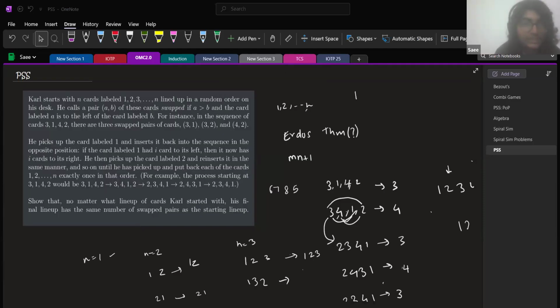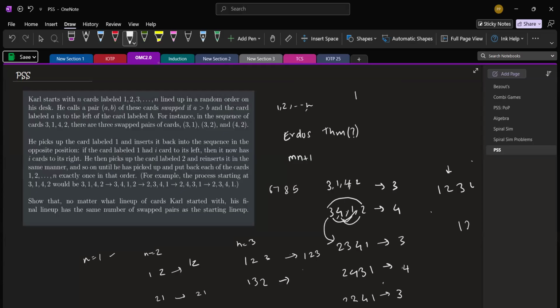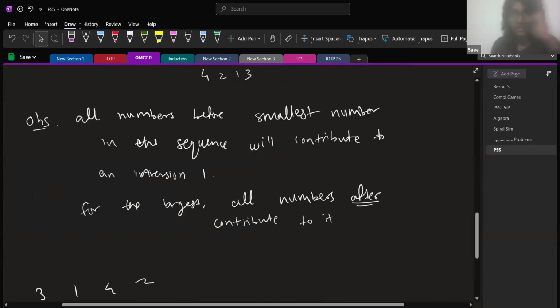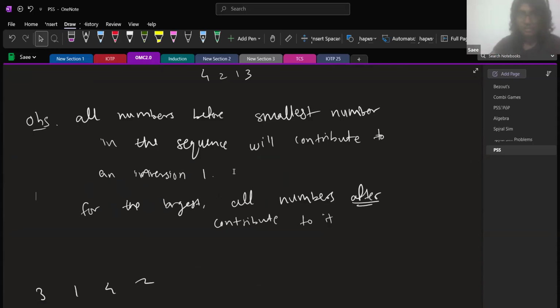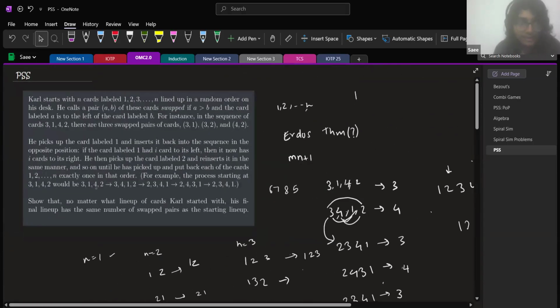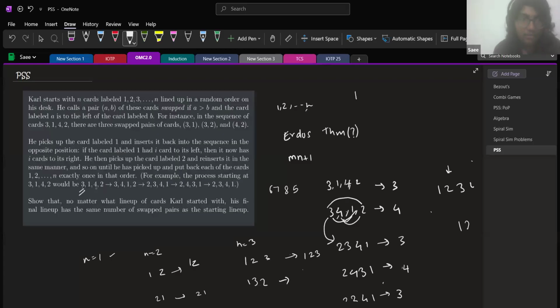Do you sort of see that, or do you want me to elaborate? I don't mind elaborating. I just want you to prove that the number of inversions stays the same throughout this process. So this is again where we use your observations: everything to the left of the smallest number contributes to the inversions, and everything to the right of the largest number contributes to the inversions. So when we're swapping one, the number of numbers before one is the same as the number of numbers after one, right? That's the way we are swapping it.